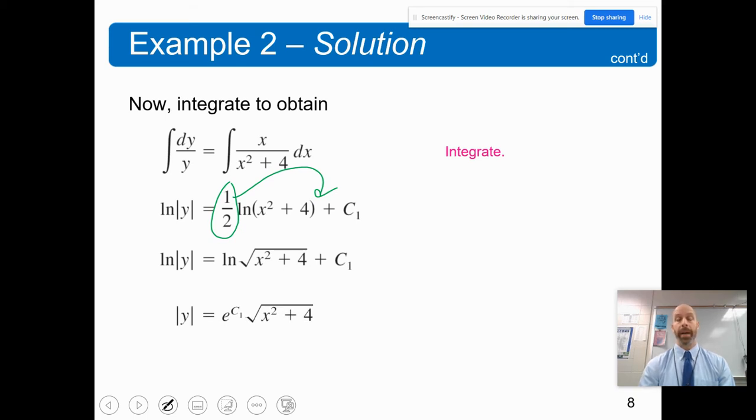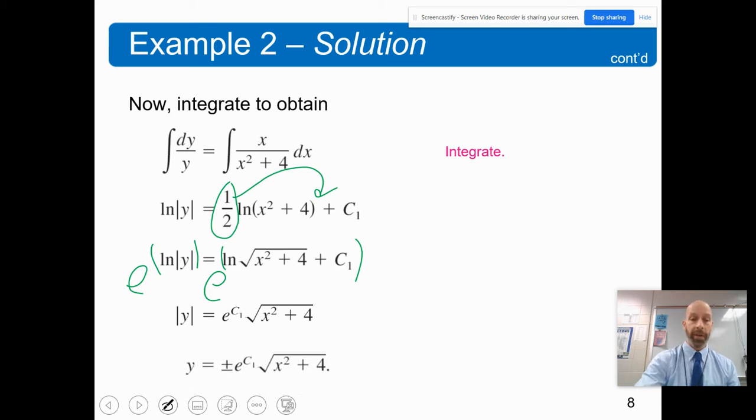Now we can raise both sides to e. So basically what we're doing here is we are e-ing both sides of the equation. I'm sorry, you're taking e to the power of whatever's on the left and the right. So that gets rid of the natural log on the left. Now e to the c sub 1, what's e to the c sub 1? That's just going to be c. Now the plus or minus here comes from these absolute value symbols.